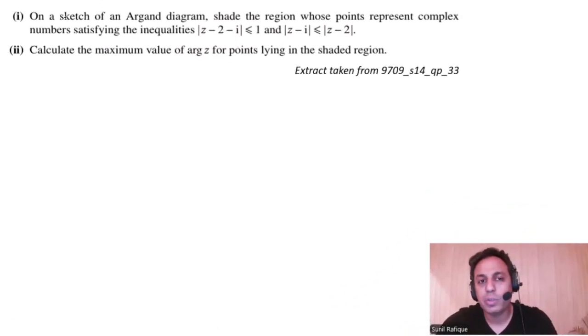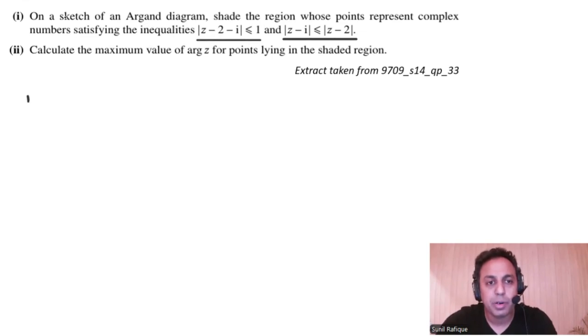Here's another actual exam question. On a sketch of an Argand diagram, shade the region whose points represent the complex numbers satisfying the inequalities, this one, the first one, and this one. If you want to give it a go, you can pause the video and try it on your own and then come back and check my work. Okay, let's solve it together.